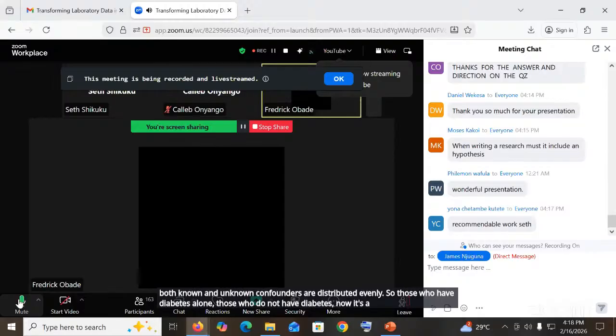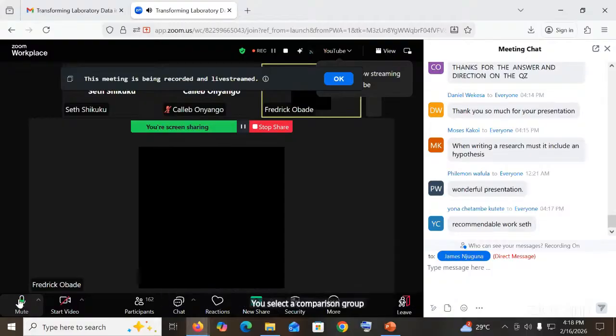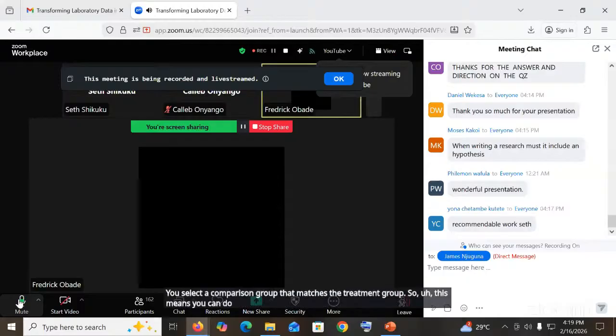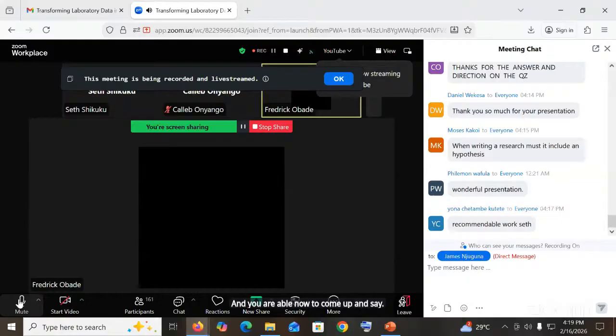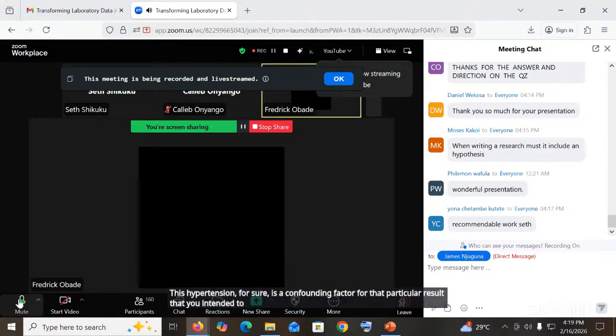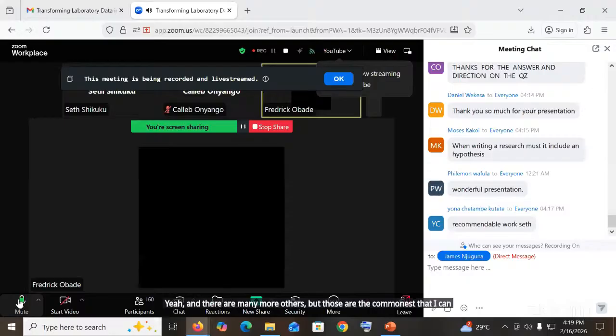Or you can use what you call matching. Matching is commonly used in research, and here you select a comparison group that matches the treatment group. So this means you compare those who have diabetes alone and those who have diabetes and hypertension. So you are matching, and you are able to come up and say, well, this hypertension for sure is a confounding factor for that particular result you intended to get. There are many more others, but those are the commonest that I can mention for now.